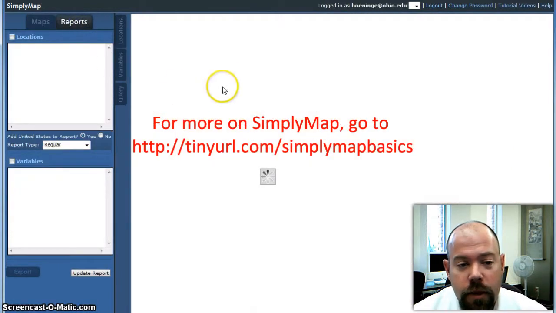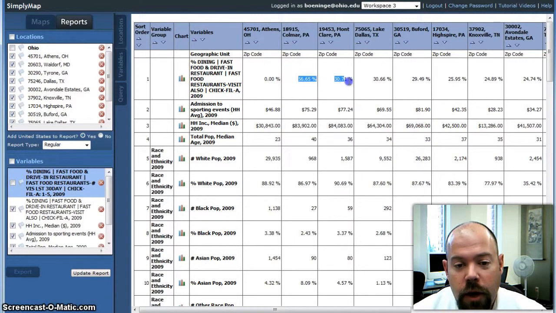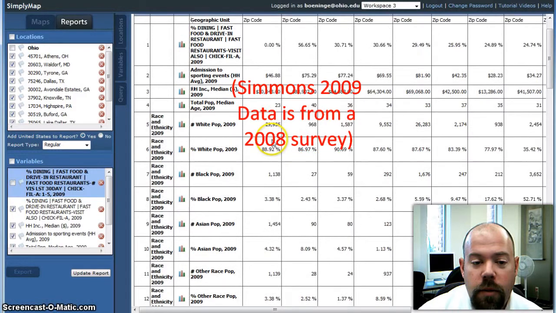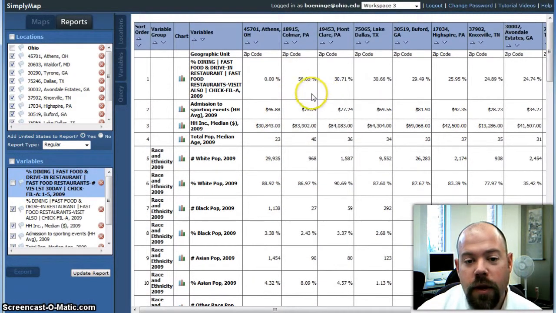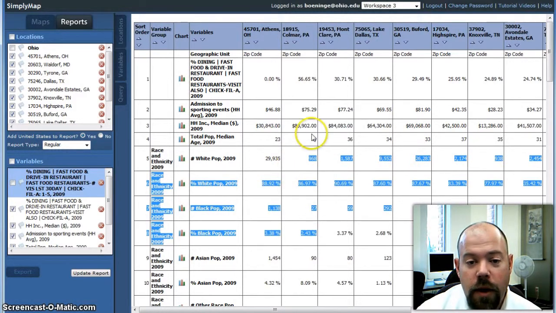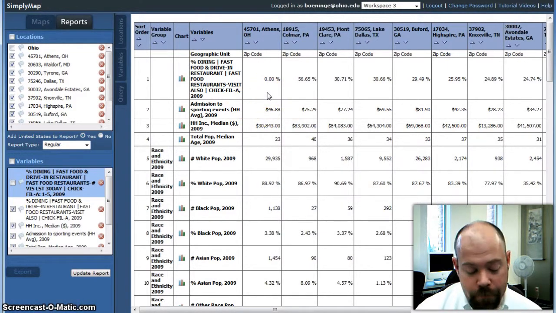You also can generate reports in SimplyMap, and so here I've done a screening for the highest percentage zip codes with populations over 1,000 people who have eaten at a Chick-fil-A in the year 2008. It's actually 2009 data, but it's based on 2008 data, and I basically ran some preliminary demographic data of those zip codes. So it would be a way to say, okay, people in this zip code are really likely to go to a Chick-fil-A. What are some of their demographic information for that particular zip code? And how does it compare to the market I'm looking to enter? So a great resource to look at is SimplyMap for that kind of data.